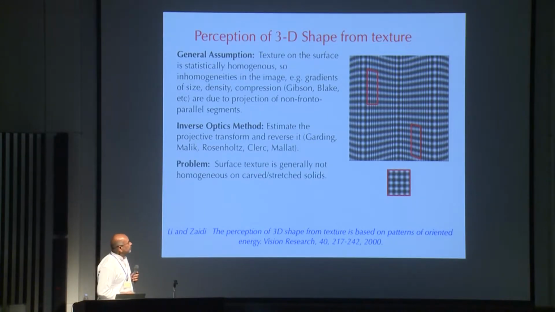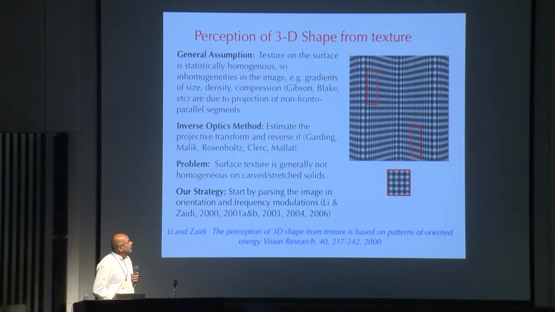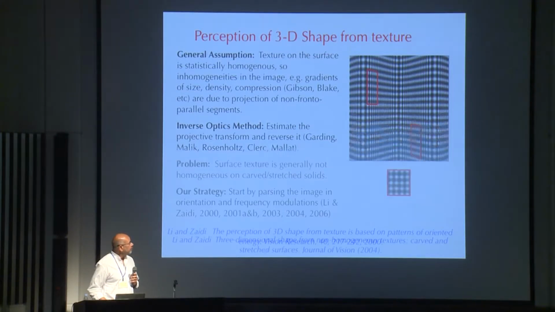Now, the basic assumption in all of these is that the texture on the surface is always the same, and so all the distortions are due to projection. Now, I'll show you examples where that's not quite true, and we still see shape from texture very well. And so instead of falling into this kind of inverse optics stuff, we decided we'd begin. Andrea Li started as my postdoc in 2000 by just parsing these images in terms of local orientations and frequencies, which is what striate cortex does.